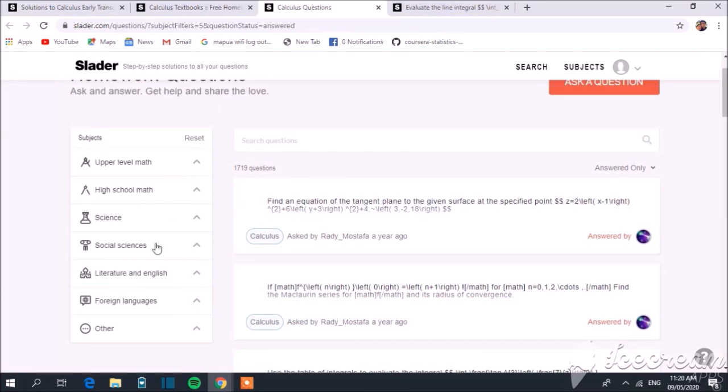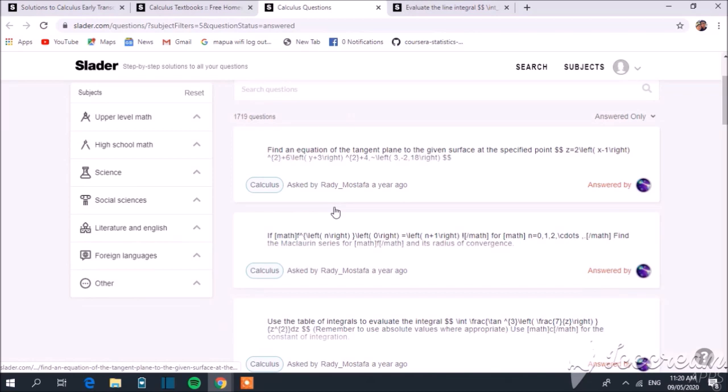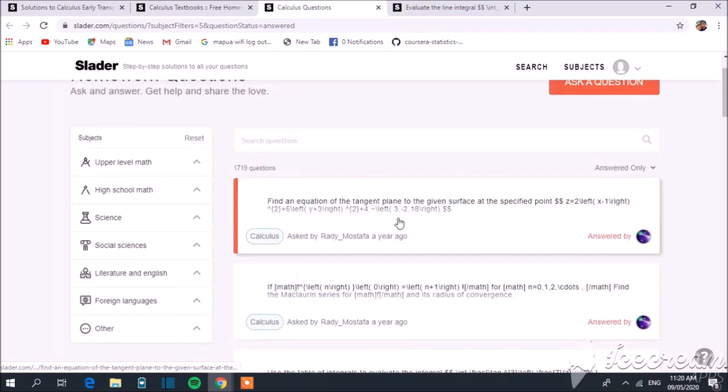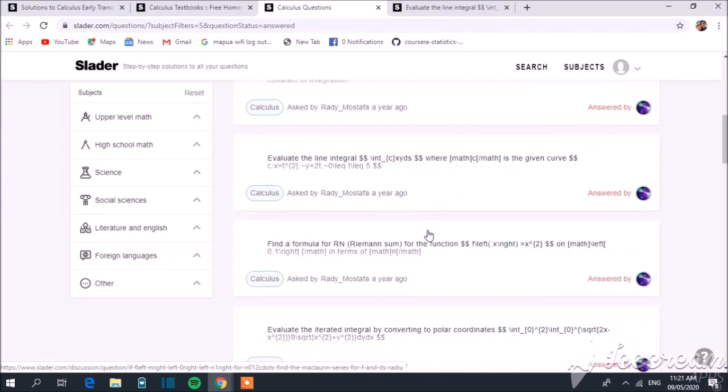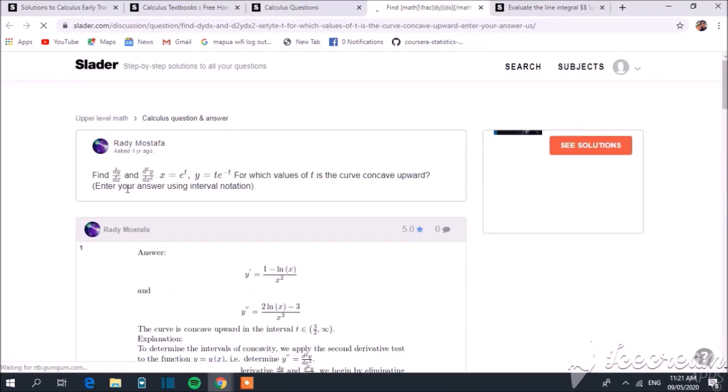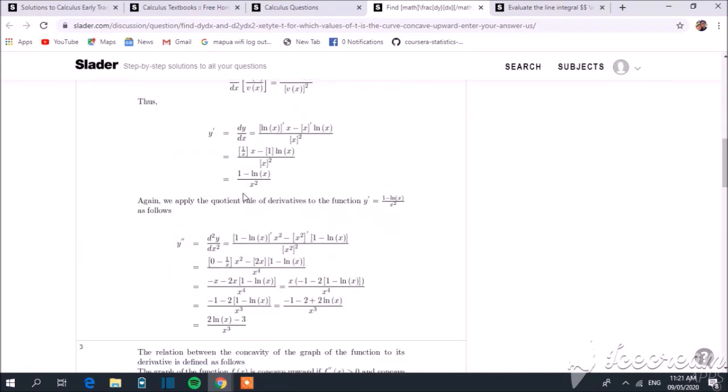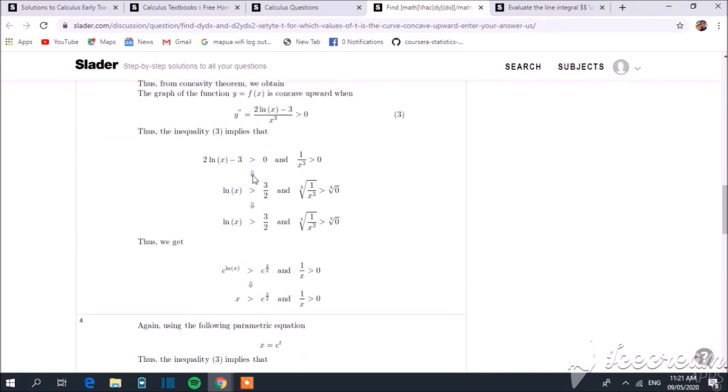Okay, so there's upper level math, high school math, science, social sciences, literature and English, foreign languages, and others. As an engineering student, I like to stick to the math in here. It really is helpful. Not only does it give you an answer to your question, even when it's not the same question, but it actually teaches you. It teaches you things step by step through a different question. If you're lucky, you have exactly the same question. But of course, rechecking must be done because people here are not all perfect as well. They break it down for you. It's all good.